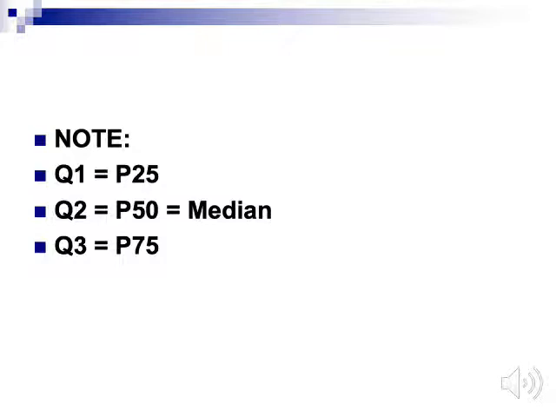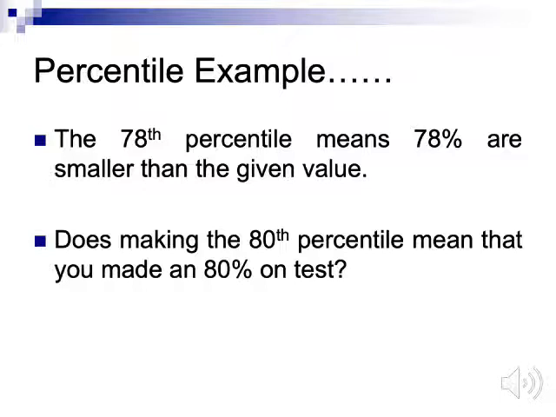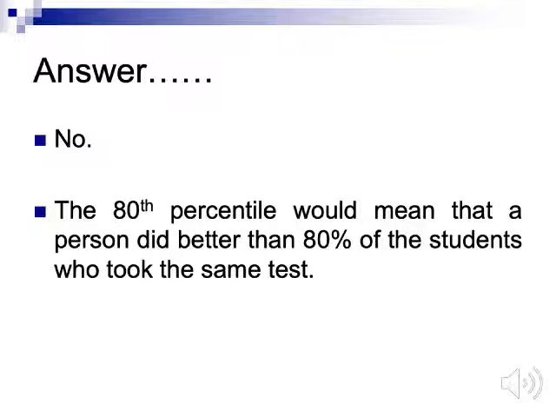Then you have this percentile example, okay, 78%. If your percentile is 78, that means 78% of those who took the exam have smaller scores than you. That's how we understand it in the board exam. It's not your score. If your board exam rating is 80, that means you bested 80% of those who took the exam. It's not that you answered 80% correctly. Does making the 80th percentile mean that you made 80% on the test? No, that means that you did better than 80% of those who took the same exam. That's how it is understood.